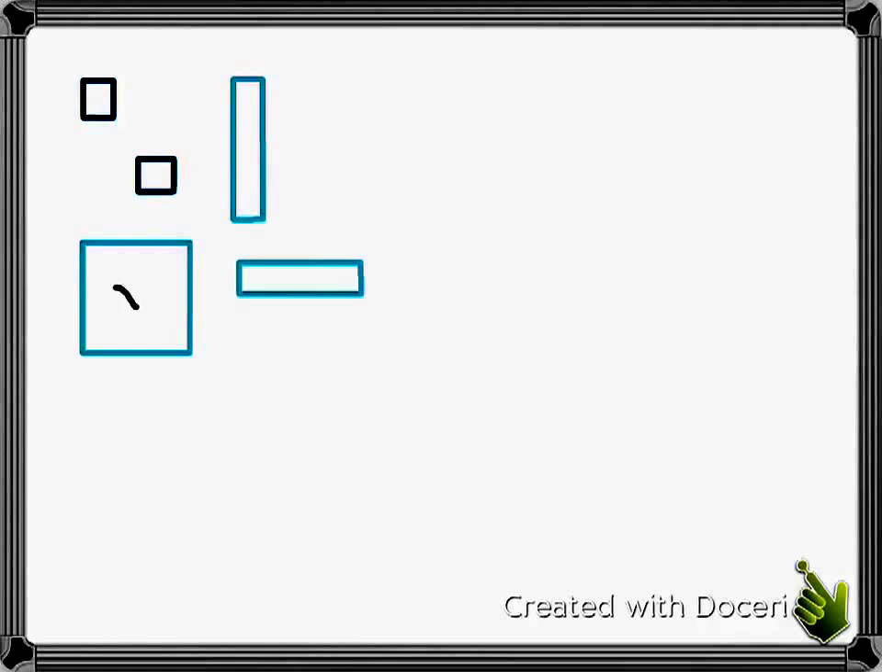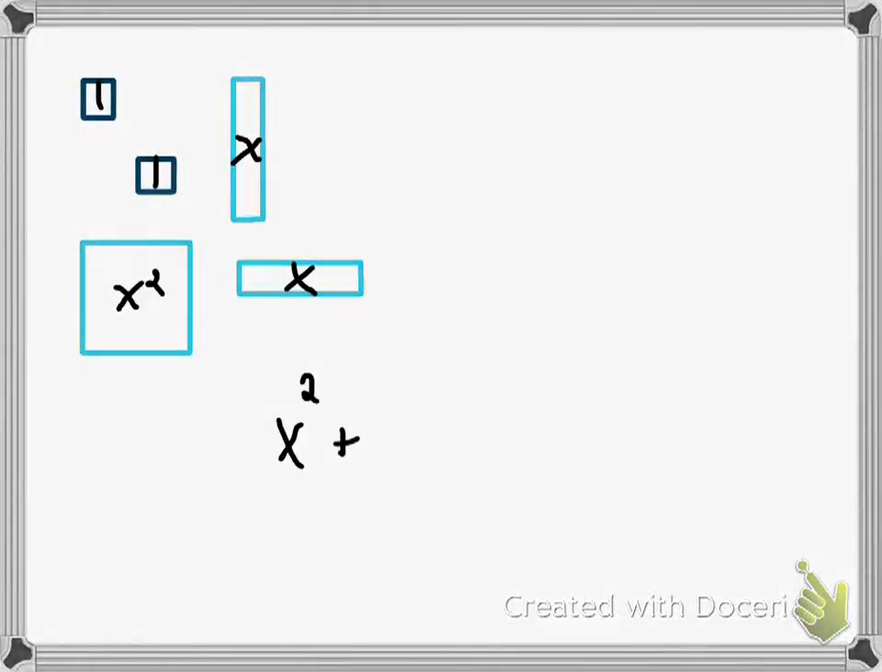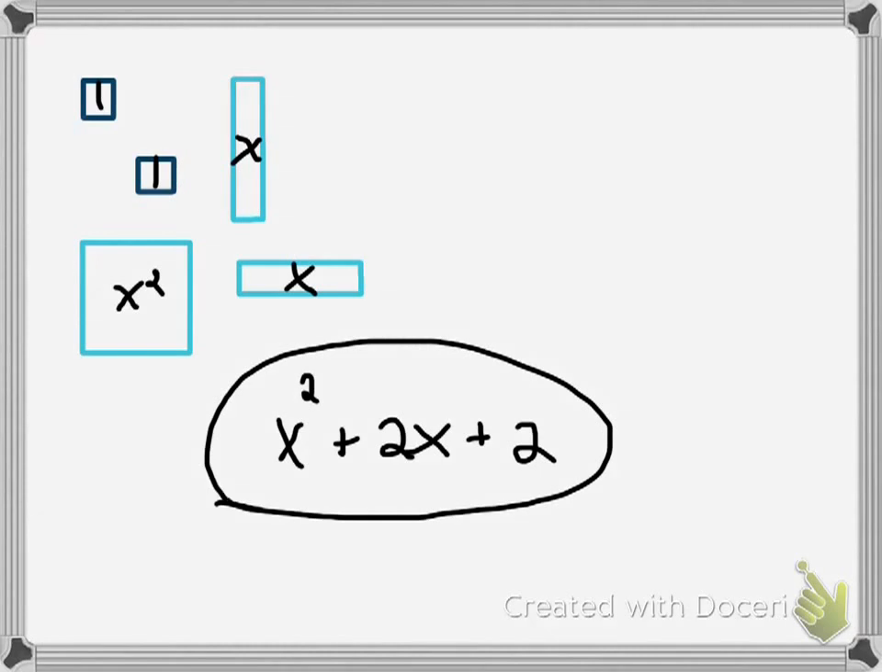This big one looks like an x squared to me. This looks like an x, this looks like an x, and these two little ones look like unit tiles. So my expression is going to have an x squared tile, plus I'm seeing two x tiles up in the picture. I see 2 x tiles, so 2x, plus I see 2 units. There it is, that's my expression, x squared plus 2x plus 2.